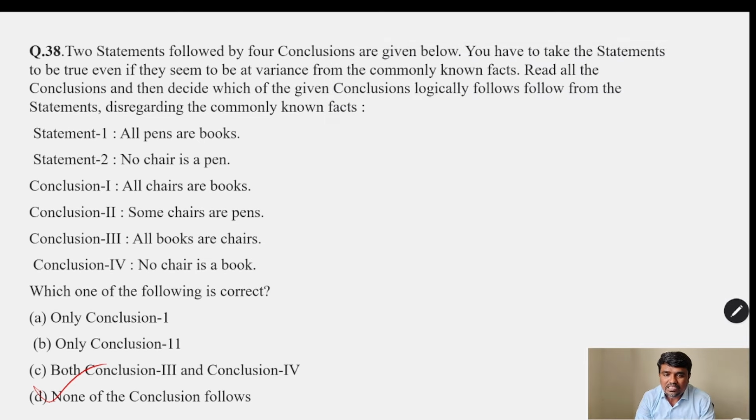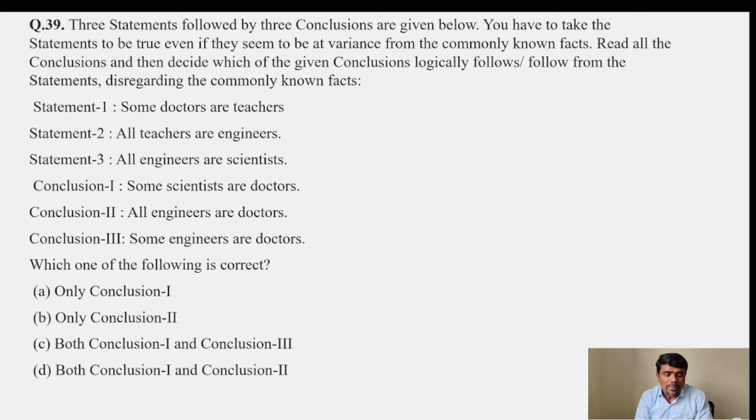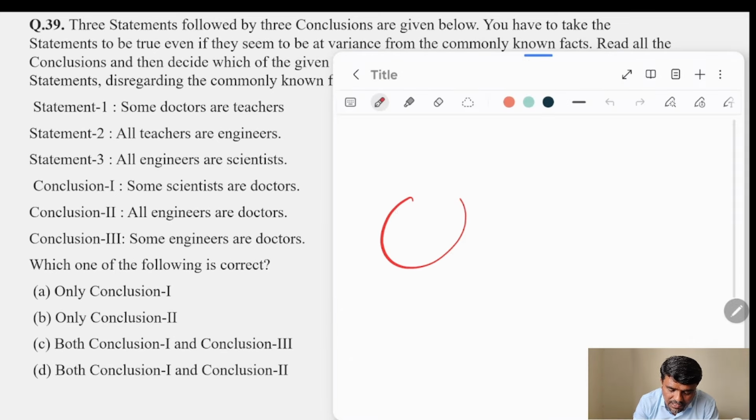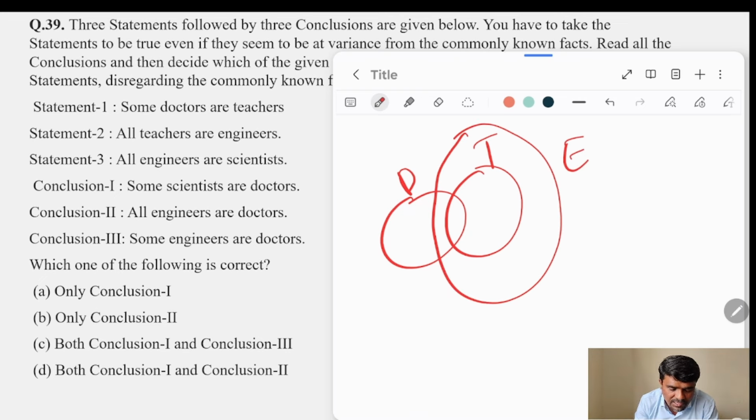We'll discuss syllogism in a separate video, since here two questions are there. Same concept. Let me draw the Venn diagrams. Some doctors are teachers, so an intersection. All teachers are engineers. Statements are over. Sorry, statement 3 is there: all engineers are scientists.